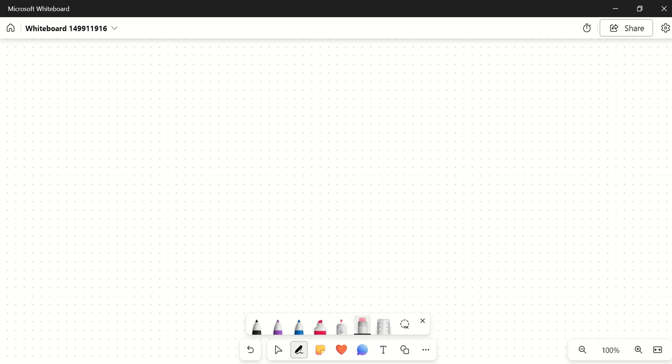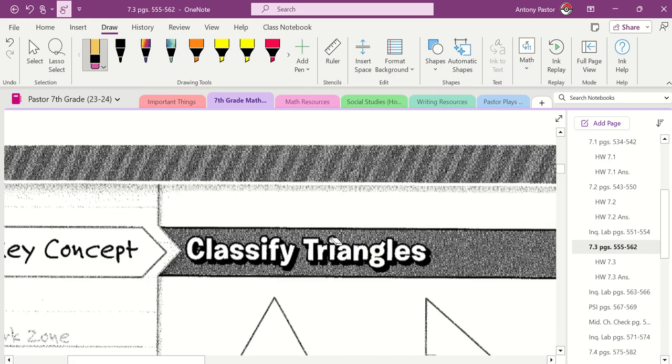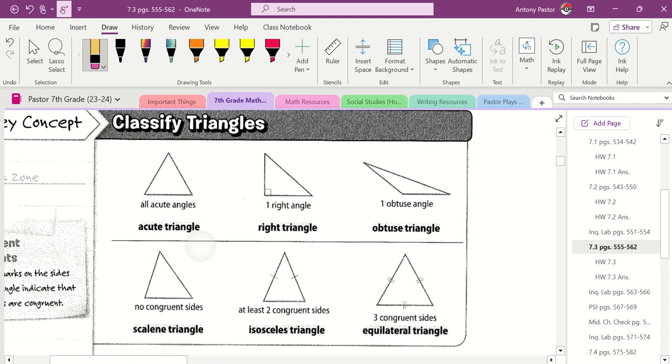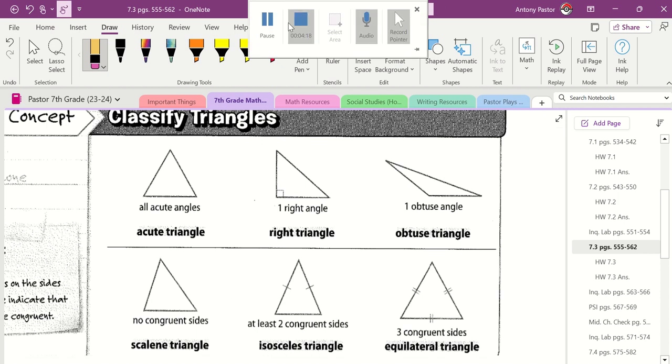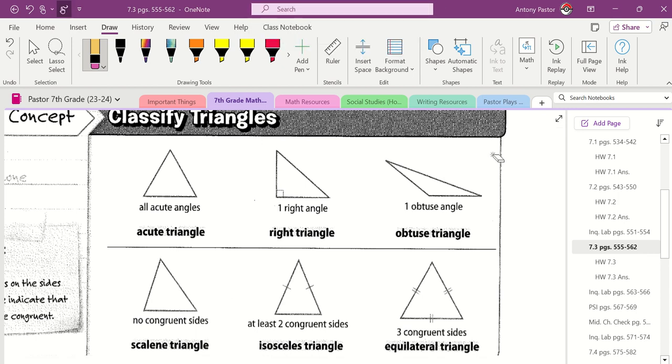The same goes for right angles. A triangle cannot have more than 1 obtuse or right angle. Put that in your notes. A triangle cannot have more than 1 obtuse or more than 1 right angle. Again, a triangle cannot have more than 1 obtuse or right angle. I'm going to pause the recording really. This needs to be in your notes for sure.